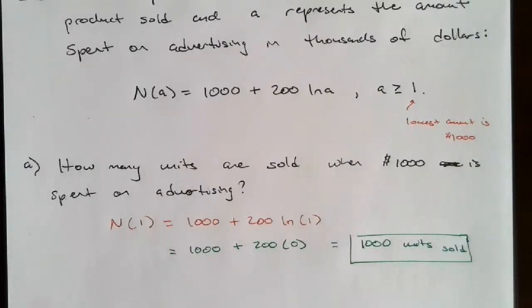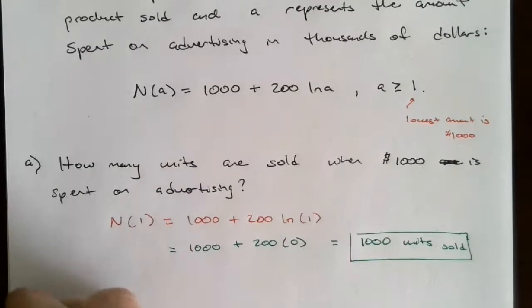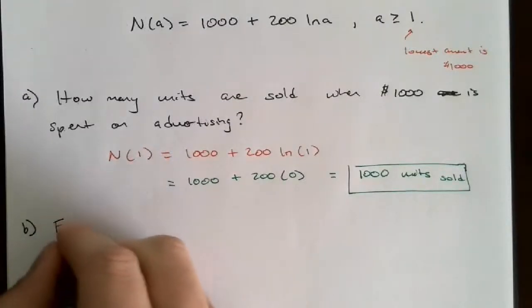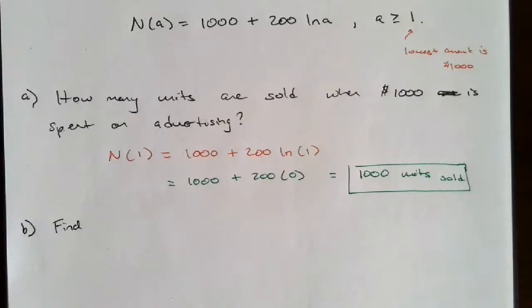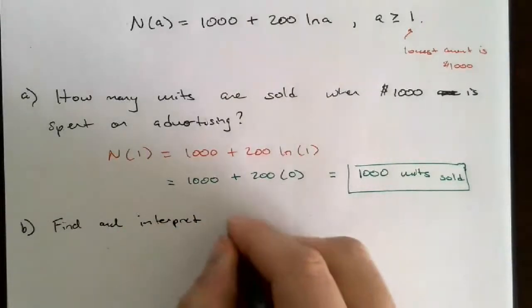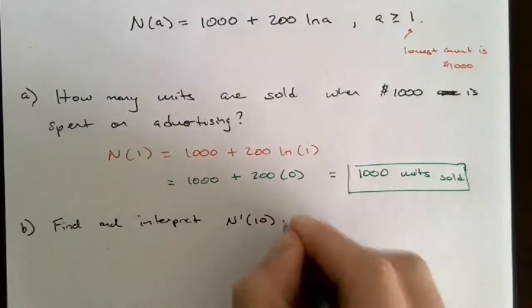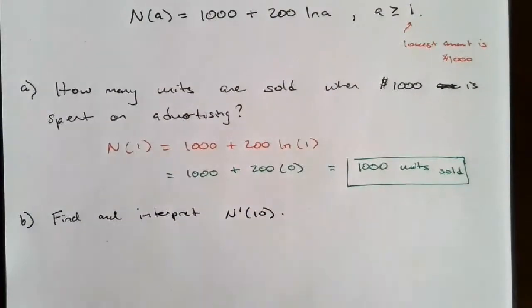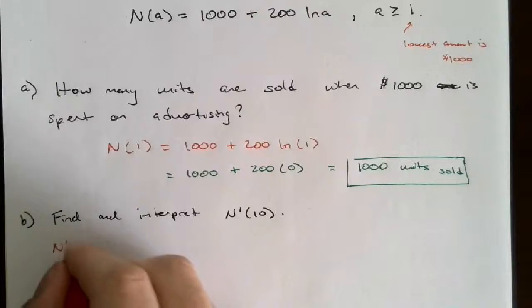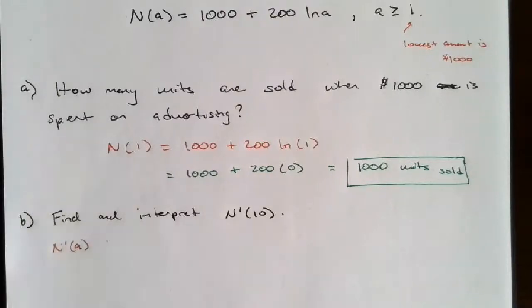Let's talk about another question. If I said find and interpret N prime of 10. First off, before you can find N prime of 10, you have to find N prime of A, because you need the derivative before you substitute in. You can't just substitute in 10 and then take the derivative. So we need N prime of A.